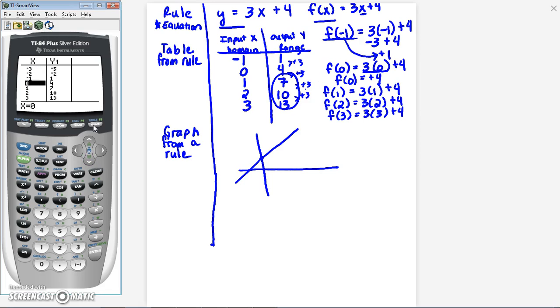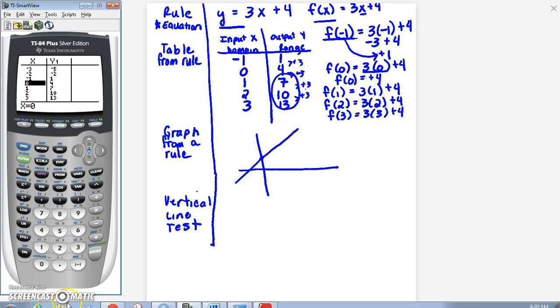Now, the last thing that I want to talk about for this lesson, and then I'm going to let you practice your practice problem under lesson, is the vertical line test. So how can you tell vertical line test? I'm about to run out of time.